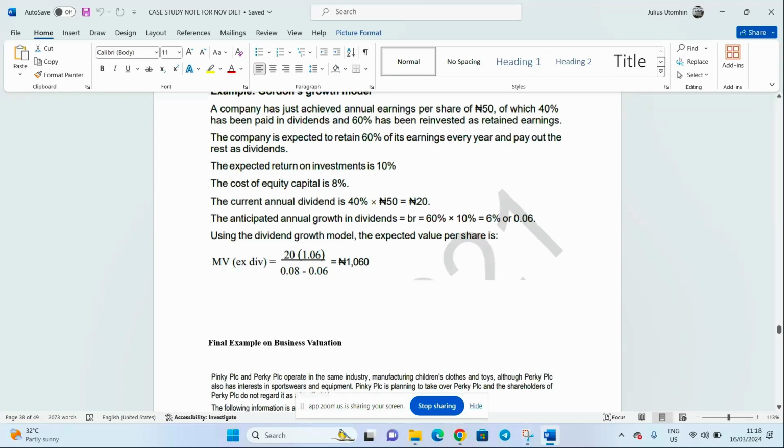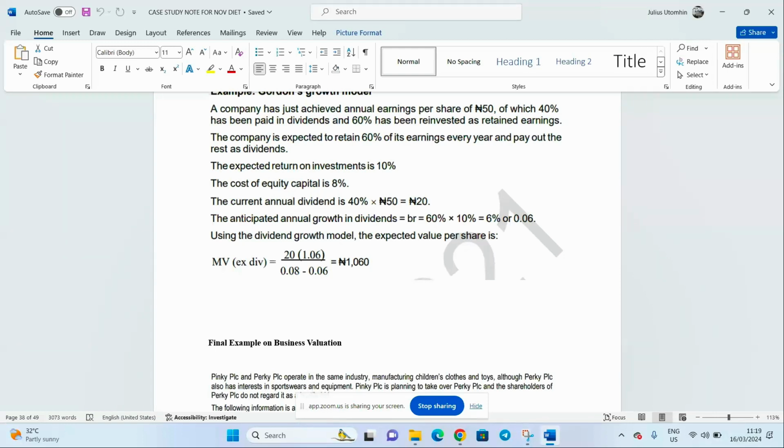A company has just achieved annual earnings of 15 naira, of which 40% has been paid in dividend and 60% has been reinvested as retained earnings. The company is expected to retain 60% every year and pay out the rest as dividend. Remember, the annual earnings is 15 naira, and the company is expected to retain 60% of 15 naira and pay the remaining out. That is, it's retaining 30 naira, paying 20 naira as dividend.